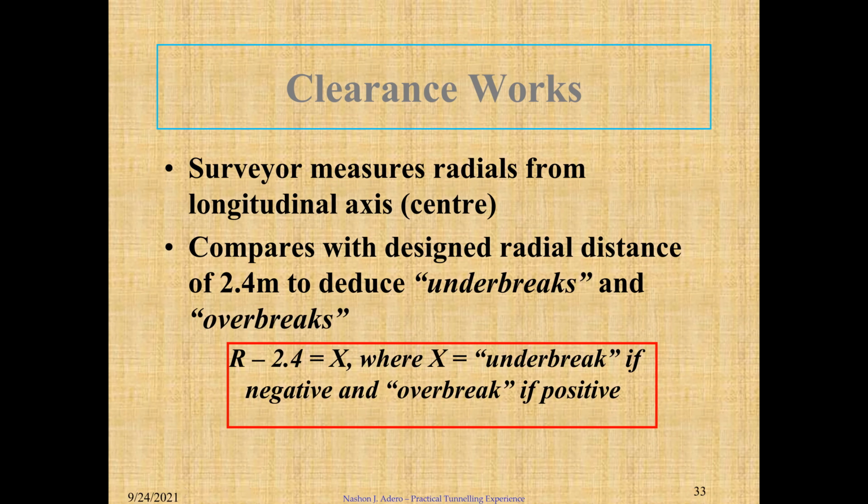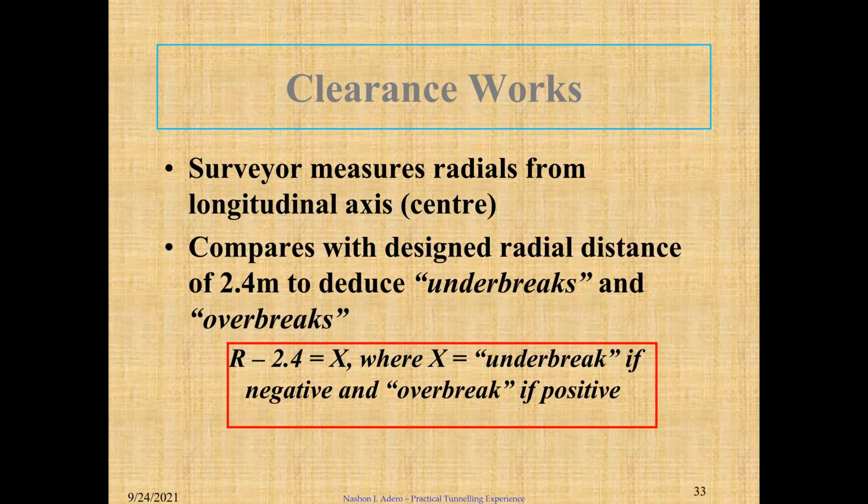So if the radius you need is 2.4, but what you have measured is R, then R minus 2.4 is X, where X is an underbreak if it is negative, and an overbreak if it is positive. And how are we doing that? From the spring line, which you determine, and then you hold a string, 2 people holding a string at both sides of the tunnel to define the spring line.